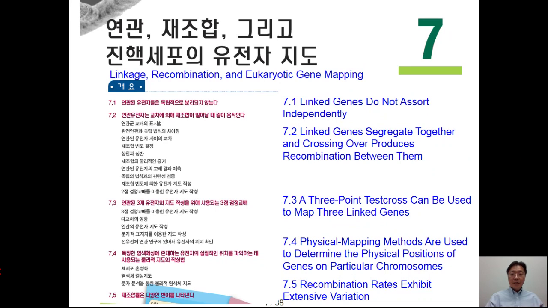In this chapter 7, we learned linkage, recombination, and gene mapping. We learned the linked genes in subjects 1 and 2. We also learned the 3-point test crosses, and the physical mapping methods, and finally we learned that the recombination rate exhibits extensive variation.